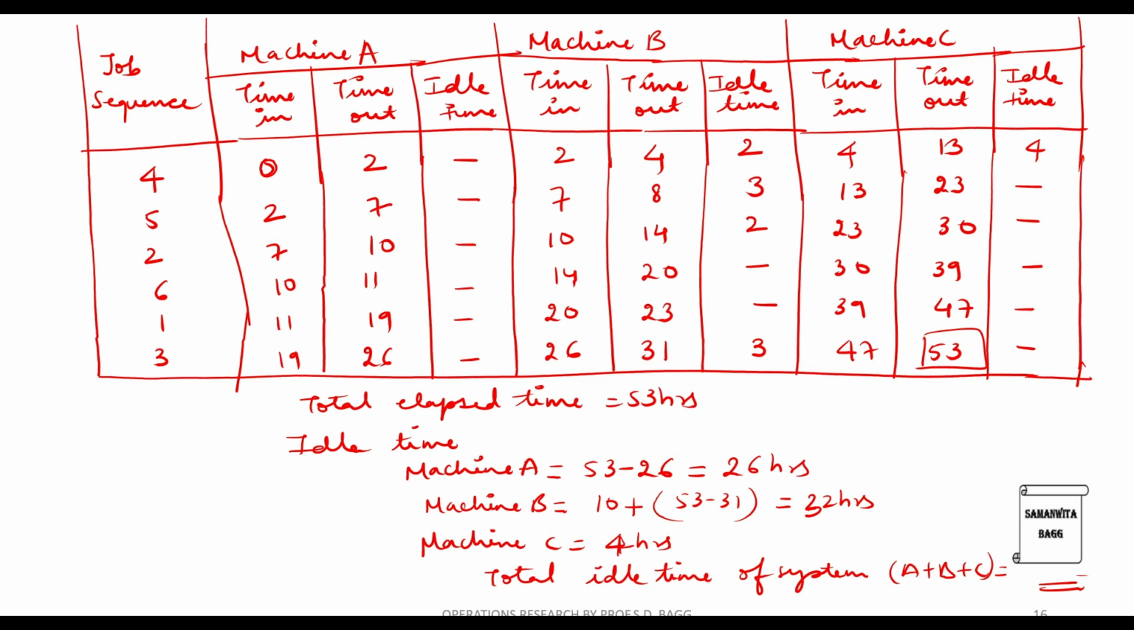So with this, I end the session. I hope you have understood the numerical of n jobs on 3 machines.